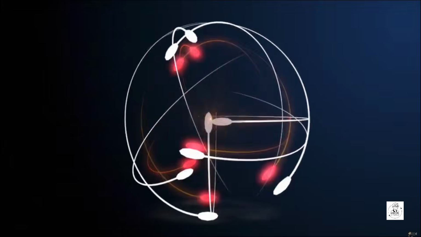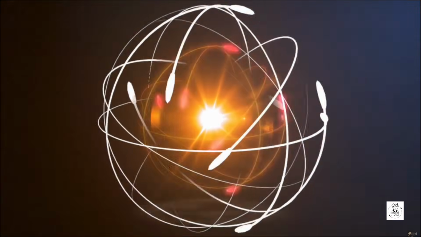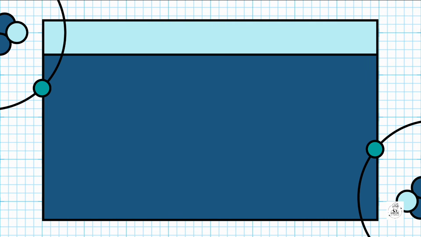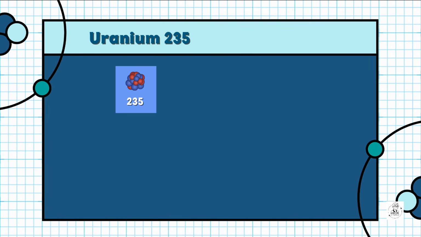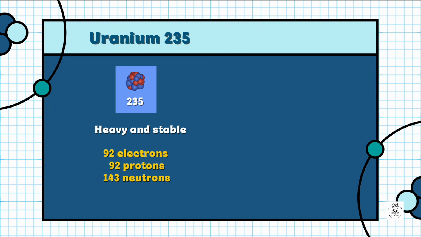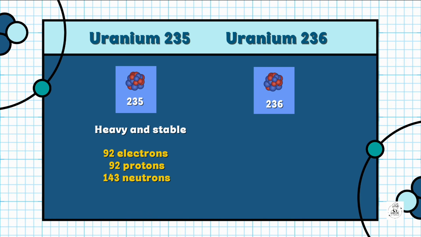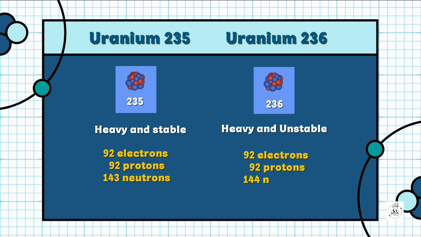Atoms are considered stable or unstable based on the atom's capacity to handle its particles. Let's take an example. Uranium-235 is a heavy but stable atom that contains 92 electrons, 92 protons and 143 neutrons, whereas uranium-236 is a heavy and very unstable atom that contains 92 electrons, 92 protons and 144 neutrons. By this time you would have done the math. The only difference between them is that one neutron, and that's all we need.